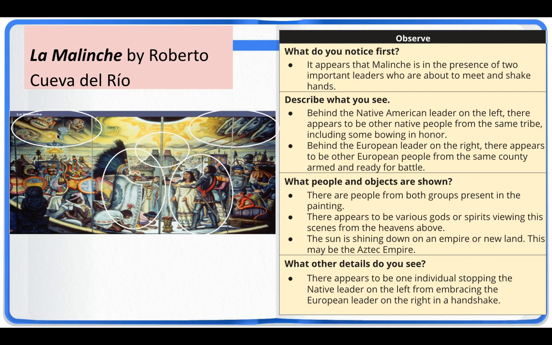There appear to be various gods as well in the top left and top right-hand corner of this image that are viewing this scene from the heavens above. We also can see the sun shining down on an empire or a new land, and it may be the Aztec Empire.